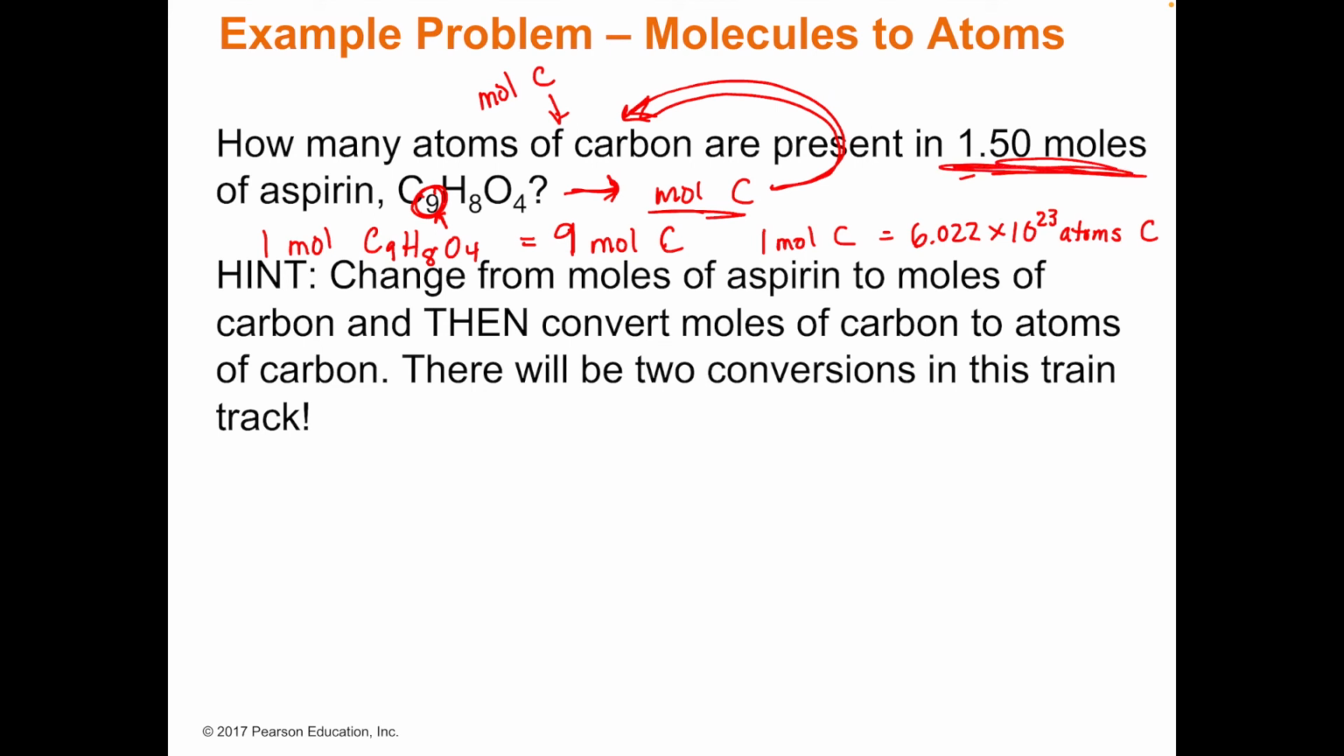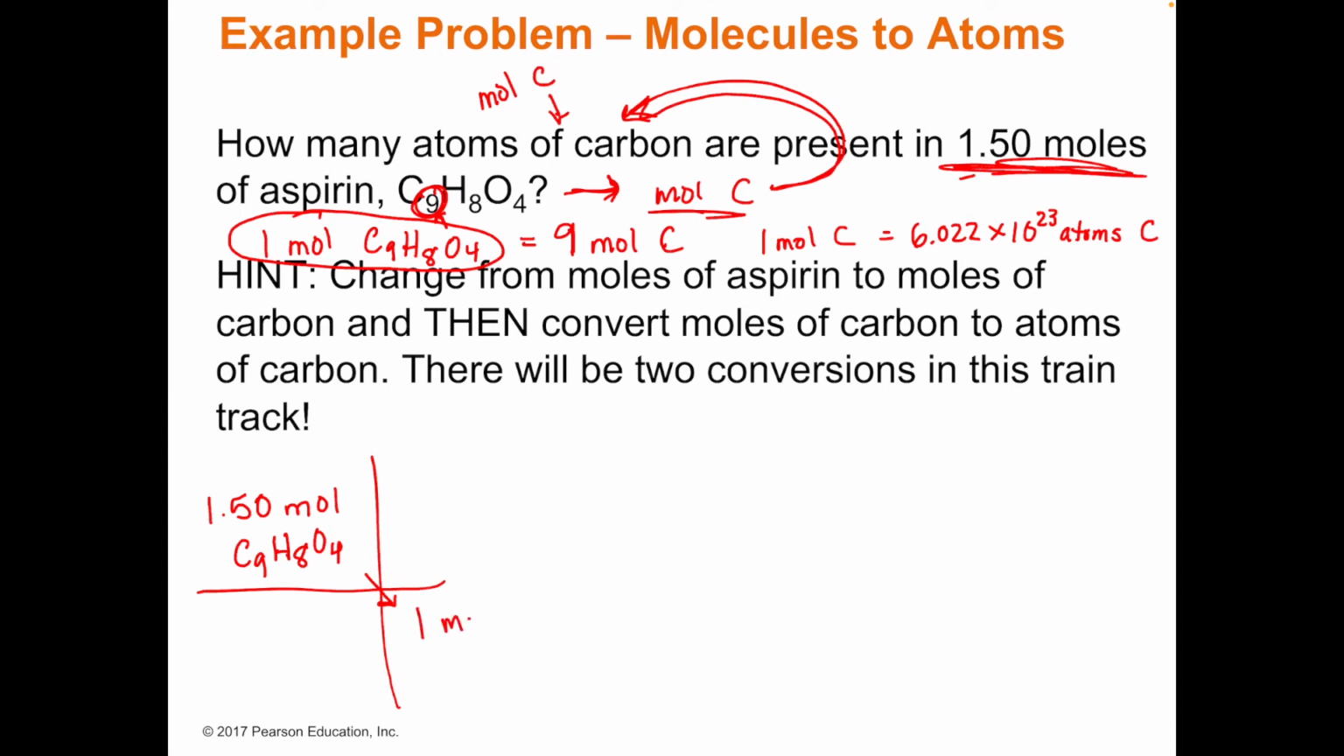So we're going to start with 1.50 moles of aspirin. That will go at the beginning. And remember, we're going to try to end up with atoms of carbon at the end. So if we have moles of aspirin that we're starting with, we need to cancel moles of aspirin down and to the right. That means this 1 mole of aspirin has to go on the bottom. That's the only place in any of our conversion factors that shows up. So we have 1 mole of aspirin down here, and 9 moles of carbon will go on the top because that's what it's equal to.